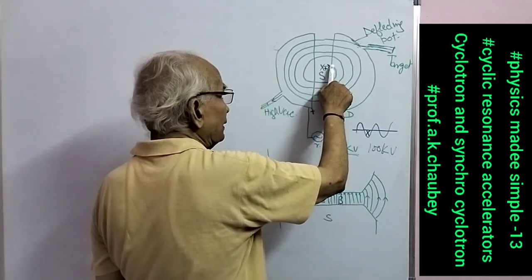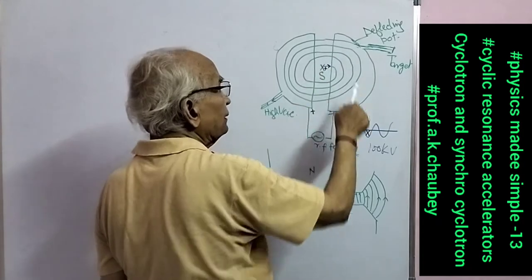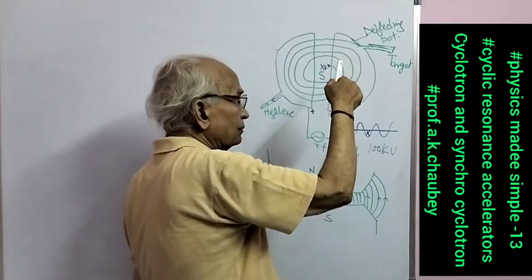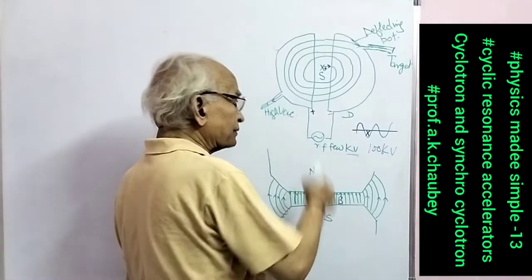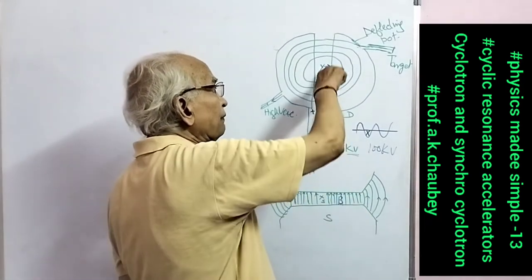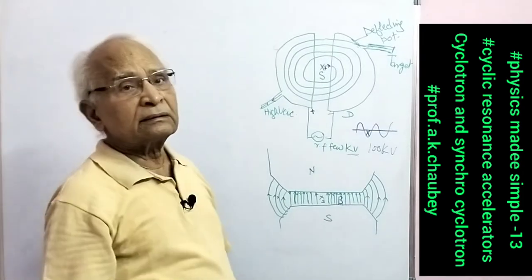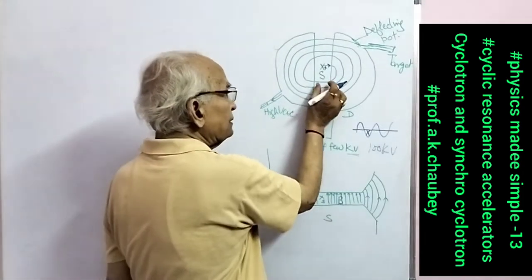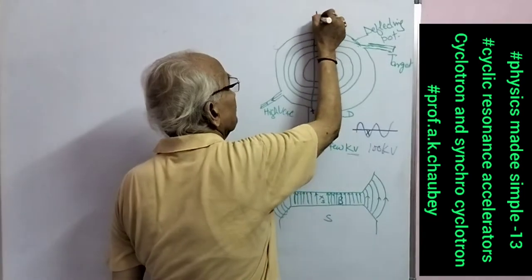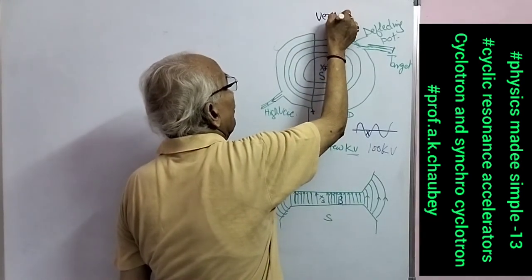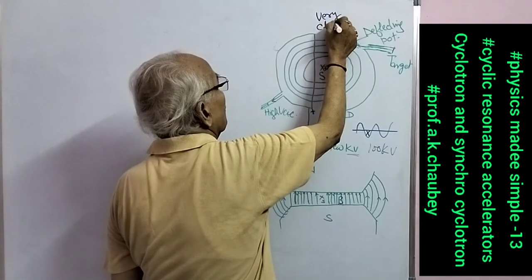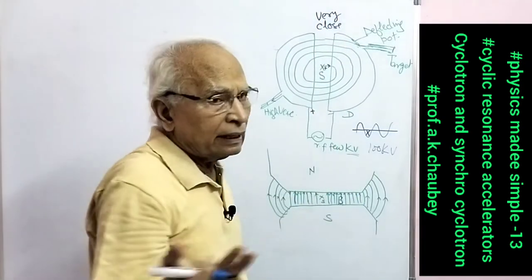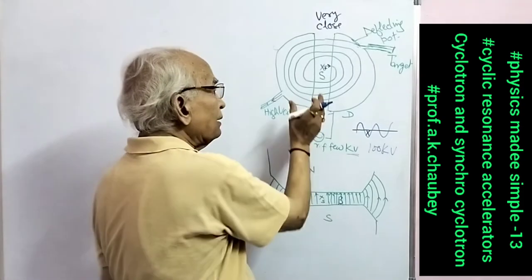And as it enters inside the hollow D, the magnetic field, which is parallel lines of force, B, keeps the ion in a circular path. This distance is very close. The D's are very close, meaning this and this. I have shown them far apart because in the diagram we have to show it like that. But they are very close.